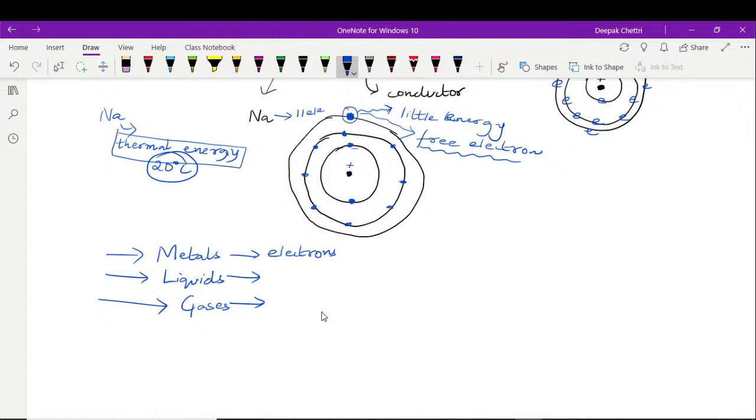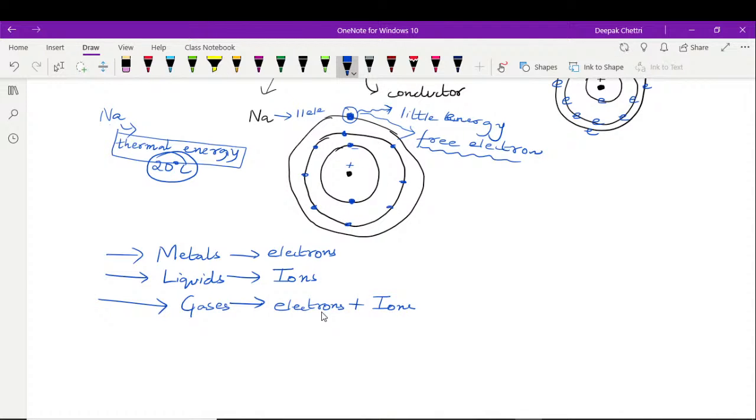In liquids it is the ions, and in gases it is, again you can say, electrons plus ions. Okay, in gases it is both.